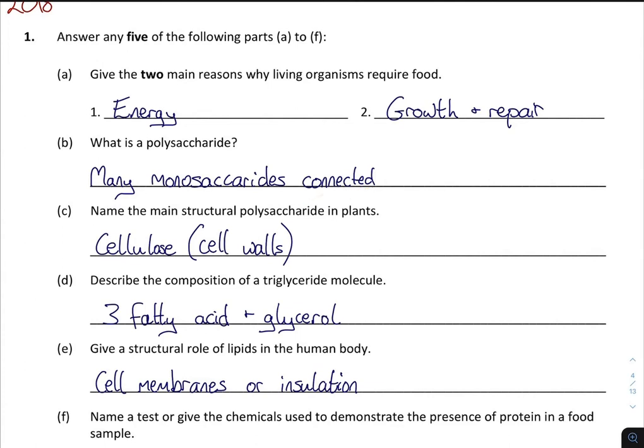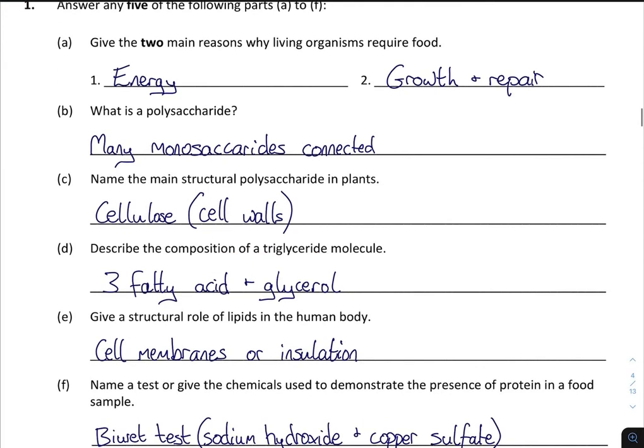Name the main structural polysaccharide in plants. Cellulose is the main one, and that's found in cell walls. You didn't have to say where it was found, but it has been asked before in the cell structure chapter, so I just put it in. Describe the composition of a triglyceride molecule: 3 fatty acids, glycerol.